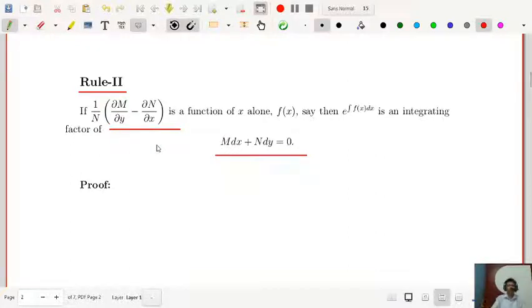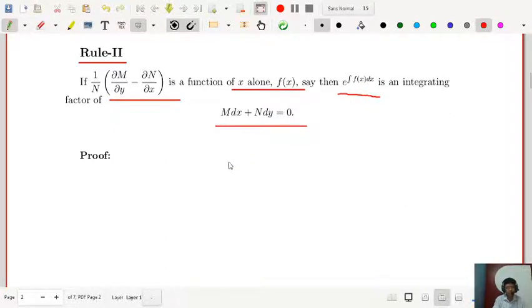Suppose you will go for rule 1. If rule 1 is not satisfied, you will go to rule 2. You will check for rule 2. How will you check? You will check 1 by N (del M del y minus del N del x). If this is a function of x alone, it's fine. E to the power integration f(x) dx is an integrating factor of this first order first degree differential equation. The proof of this statement, actually this rule 2, is very simple.